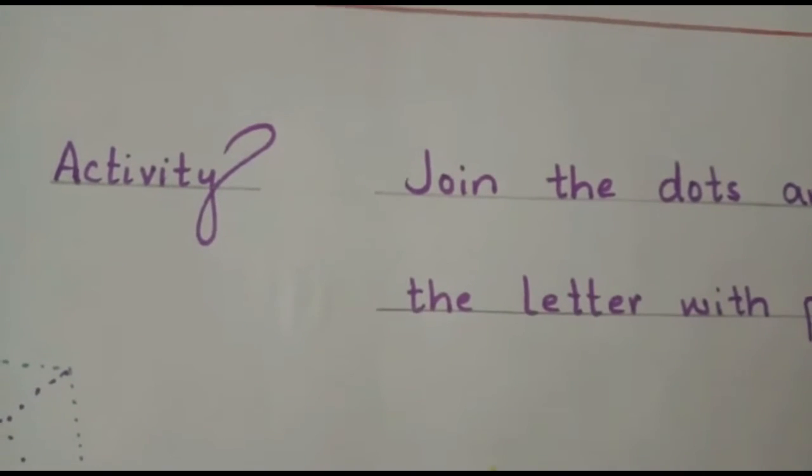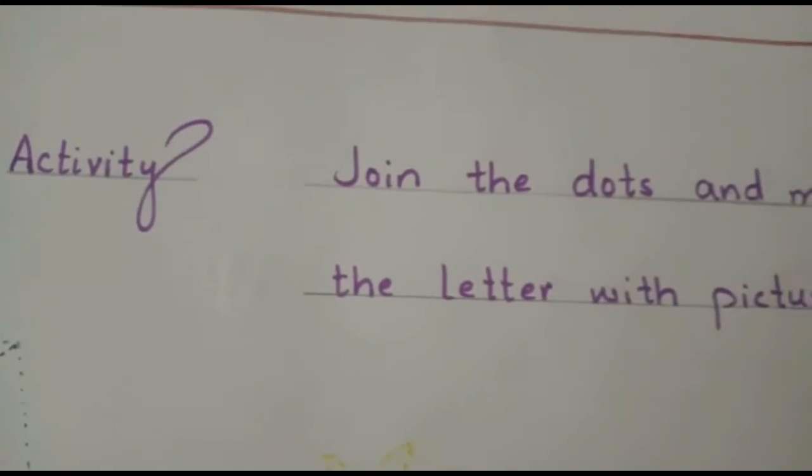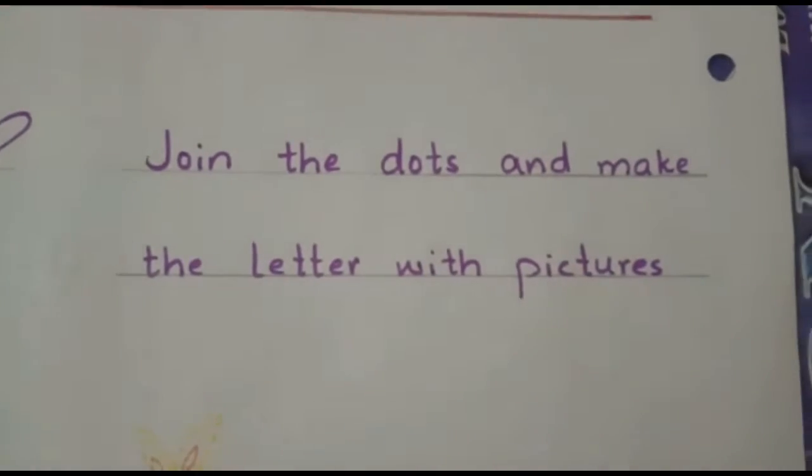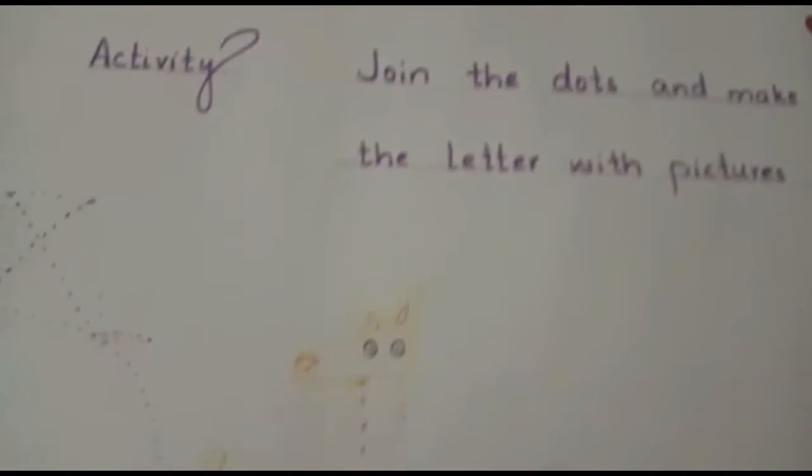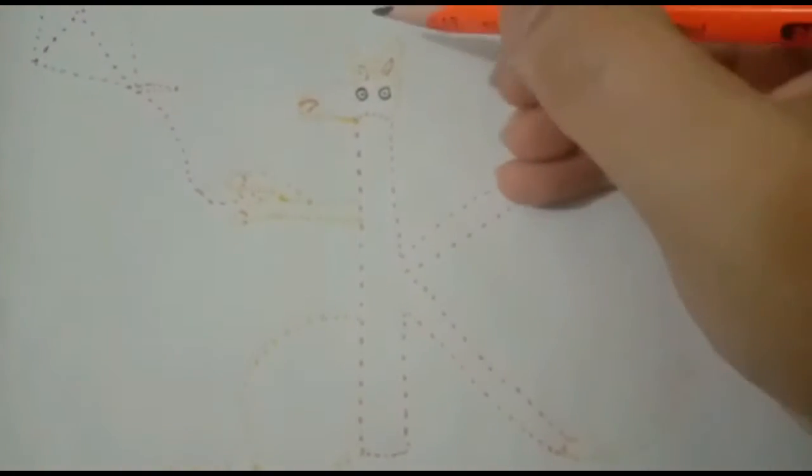Now it's time for an activity. Join the dots and make the letter with pictures. For this activity, first of all, here you can see some dots on your screen. First I will join the dots for making a letter, and then I will join the dots for making the pictures.